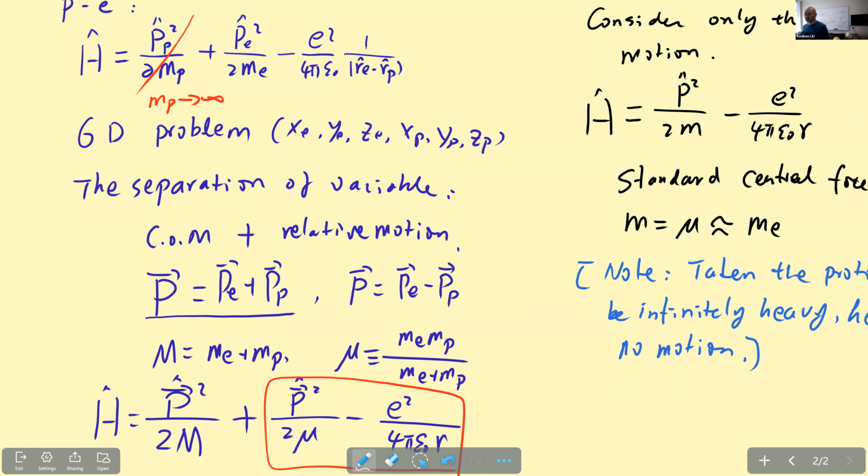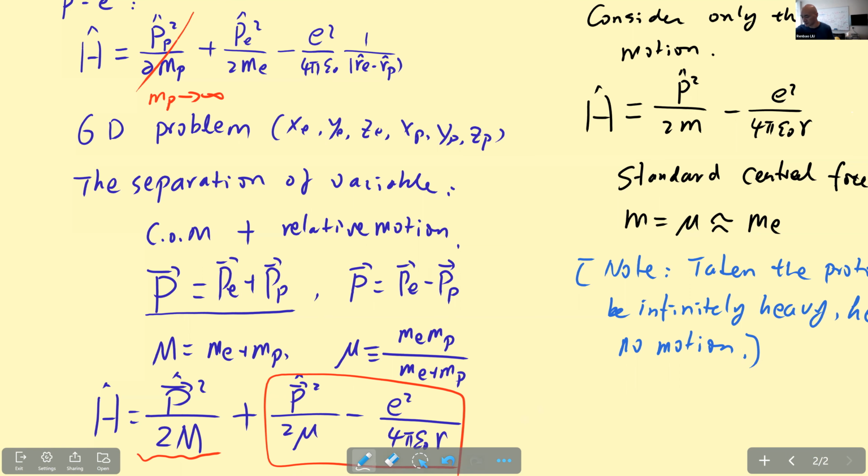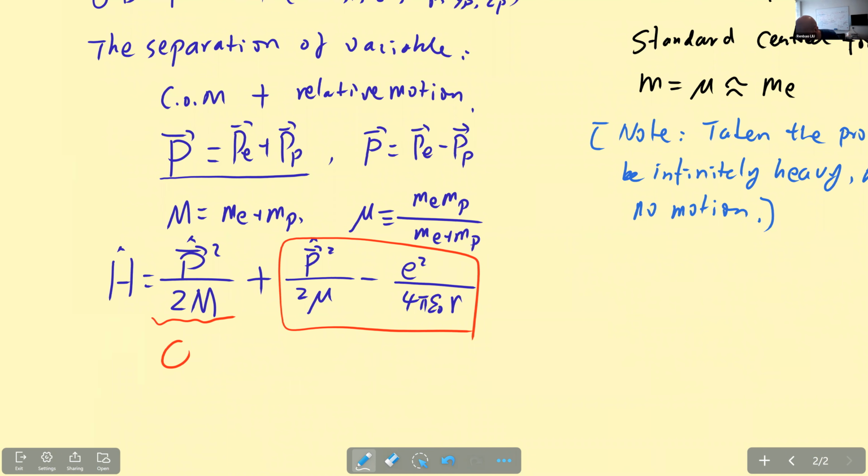But actually, the real meaning is that we are considering the relative motion. Okay. And the center of mass, you can see that it's just a free particle. Okay, the center of mass is just a free particle. So its solution is just plane waves, right? So that's very simple.